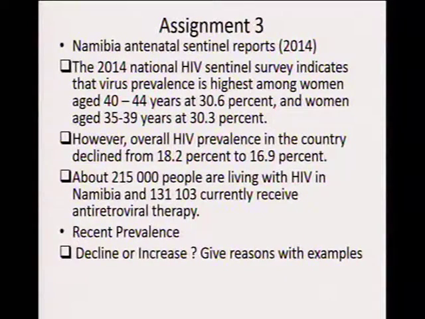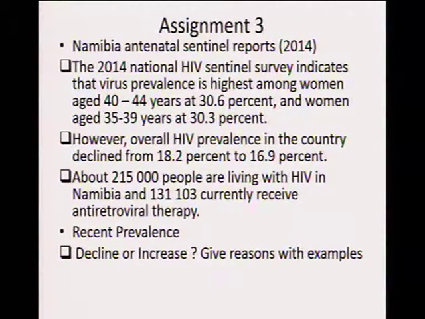Now, when you look at the 2014 census, it gives you a number of prevalence statistics. So this is what you have to bring out in your assignment. And then, of course, also look at it now: currently, when we look at the HIV prevalence, it has declined from 18% to 16%. In your discussion, you have to give examples why. Give a reason. Why is there a decline? Is it a positive decline? Is it a negative decline?